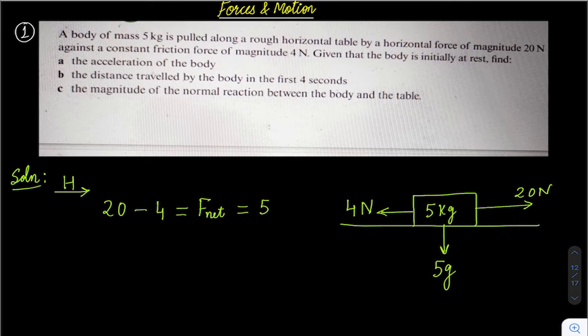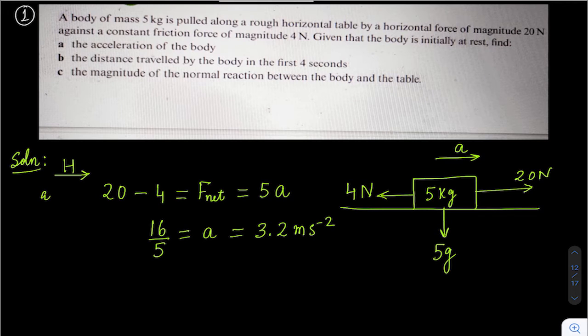Acceleration you can assume in any direction, but anyways we know because 20 newton is greater than 4 newton, it will accelerate in this direction. So this is 5 into A. Very simple. Net force is equal to mass into acceleration. From this we are getting 16 over 5 is equal to acceleration. So my acceleration is coming out to be 3.2 meter per second square. So that is my answer. Okay, so that's my A part.